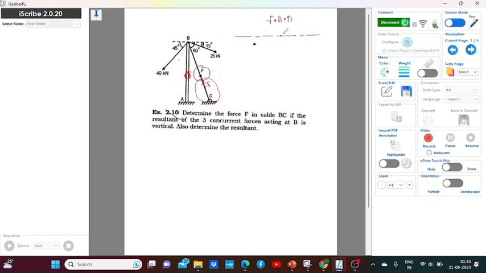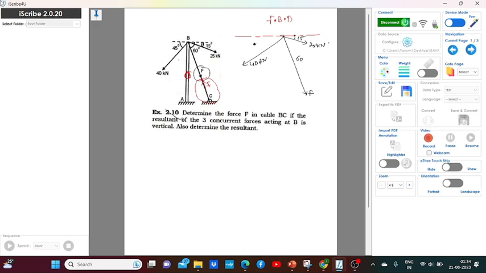So here it is 15 degrees, and here it is 60 degrees, and this is my F. Then here it is 40 kilonewton, and at 15 degrees, 25 kilonewton. Here they are telling me to determine the force F in the cable if the resultant of three concurrent forces acting at B is vertical. So it is very simple.